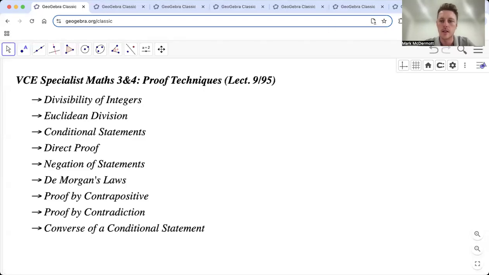All right. Lecture 9, VCE Specialist Maths. We're going to look at proof techniques. So these are some of the ideas we'll cover: divisibility of integers, Euclidean division, conditional statements, direct proofs, negation of statements, De Morgan's laws, proof by contrapositive, proof by contradiction, and the converse of a conditional statement. So if you are keen to learn about those things, then stick around.